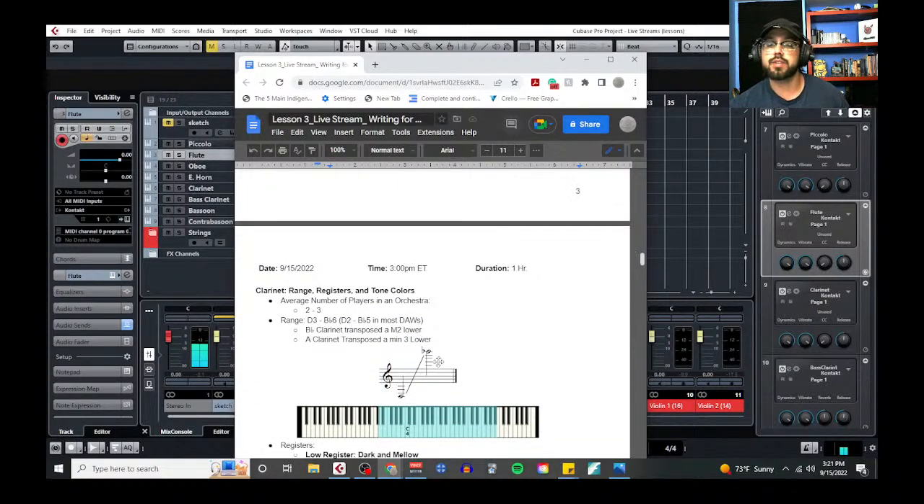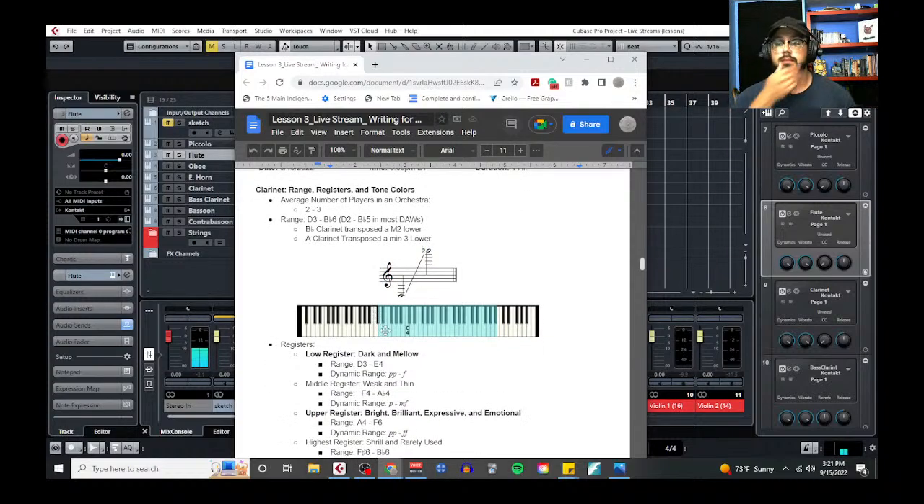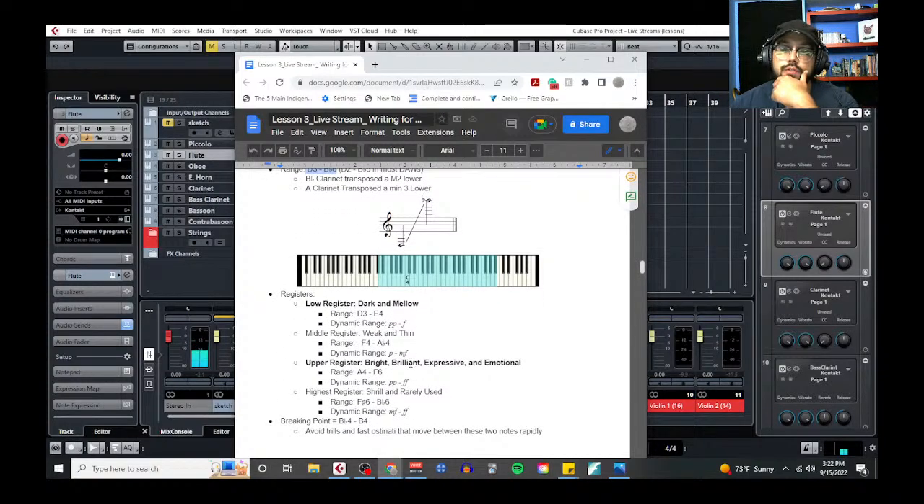So moving on, we get into the single reeds, and we get to the clarinet. Clarinet is one of the most, if not the most, melodic of the woodwind instruments. It has a range of D3 to about B flat 6, I believe it is. D3 to B flat 6. That's the D below middle C to the B flat, almost an octave above high C. This range gets split into 4 registers.